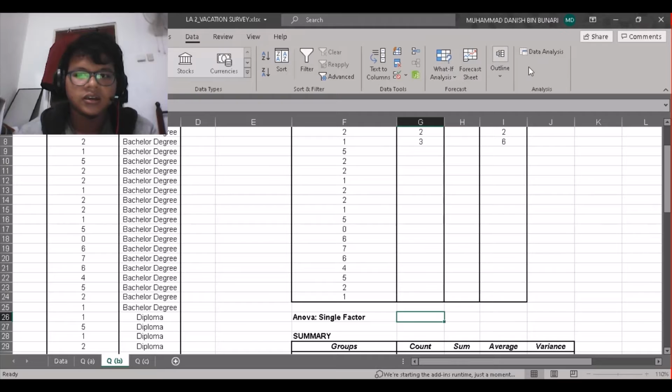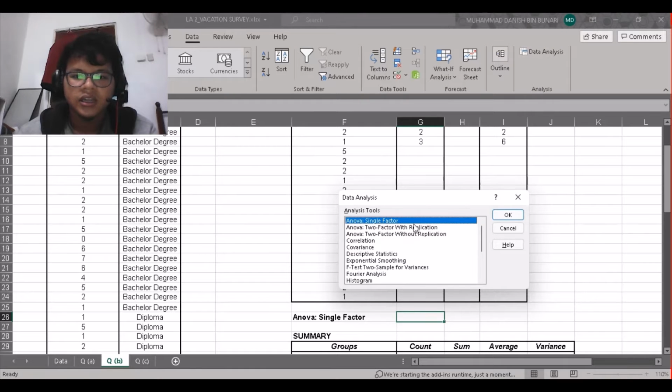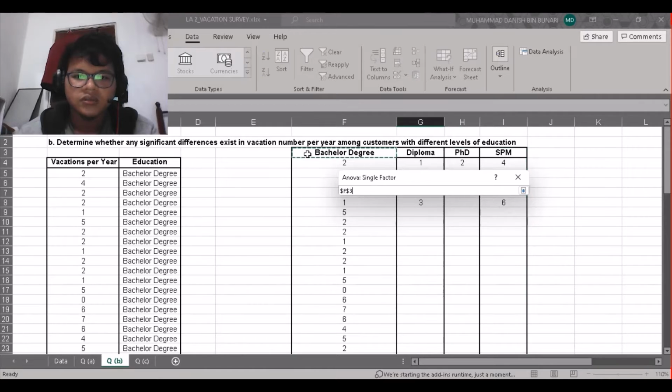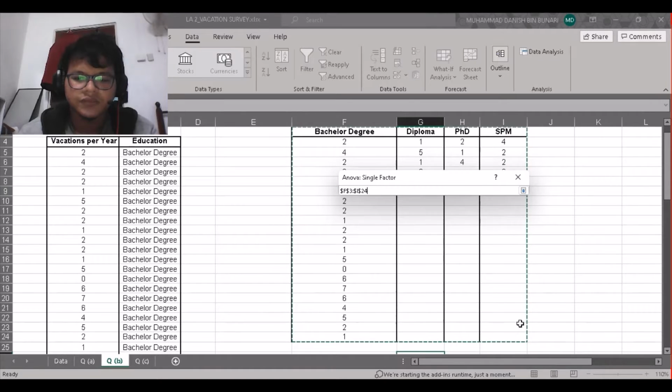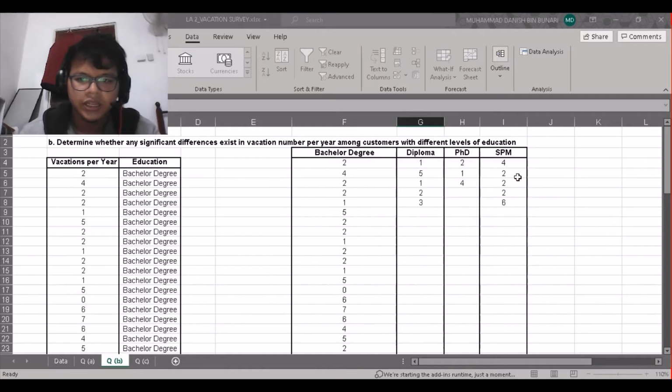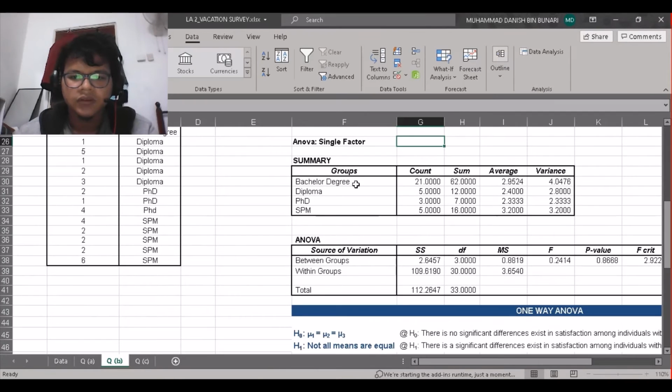Click on Data, click Data Analysis, click ANOVA: Single Factor, and select the input range by selecting the data we just created earlier. Alpha is 0.05. For the output range, put any cell you want. Then click OK. After that, it will appear just like this.